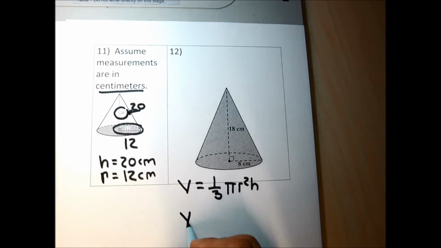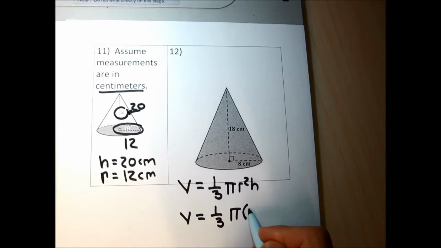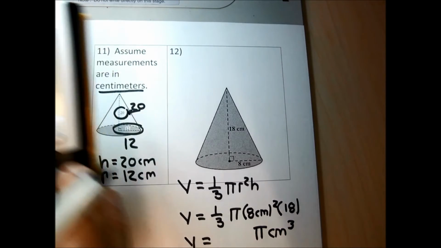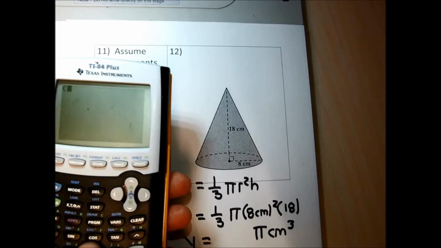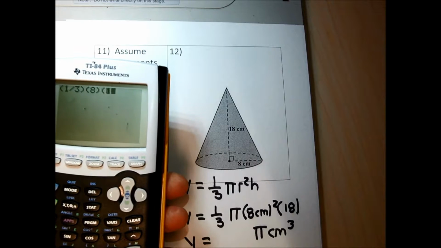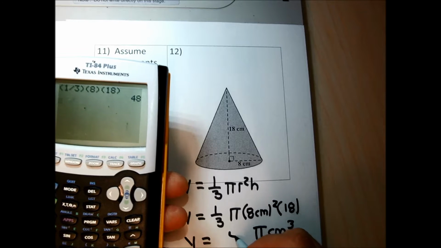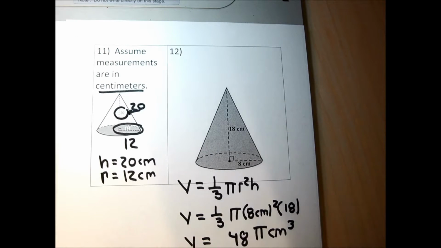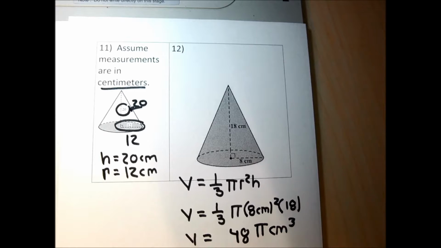So I'm going to do my 12. You should probably just do your 11. So I'm going to go 1/3 times pi times 8 centimeters squared times 18. My volume answer is going to have both a pi and a centimeters cubed in the answer. And then I'm going to do parentheses 1 divided by 3 times 8 times 8 times 18, and I get 48 pi cubic centimeters. So you should do the same for your problem 11.